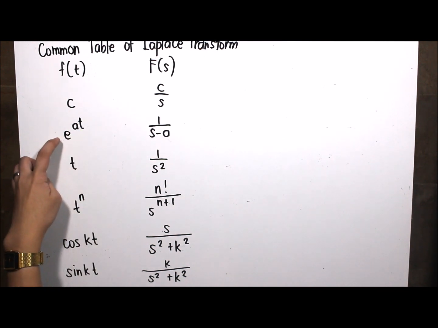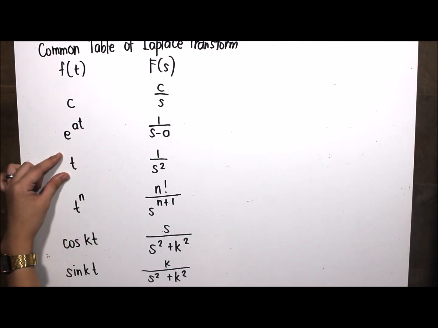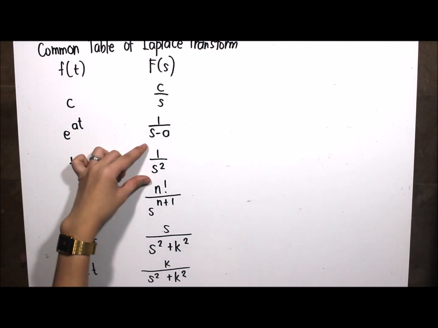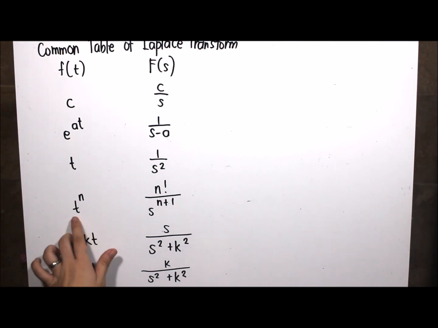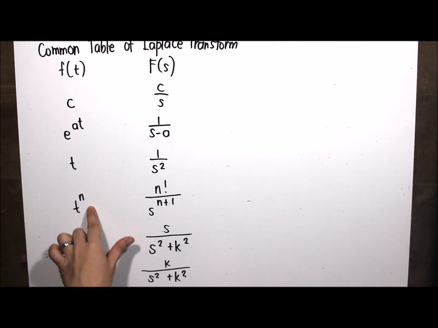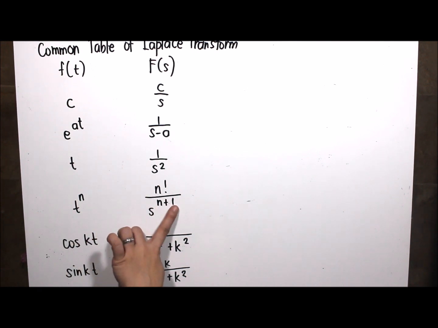We also took the Laplace transform of e raised to at using the integral formula, and our answer was 1 all over s minus a. We took the Laplace transform of t and were able to get an answer of 1 over s squared. Therefore, if you take several functions, let's say you have t raised to n, where n is a real exponent, we have n factorial all over s raised to n plus 1.